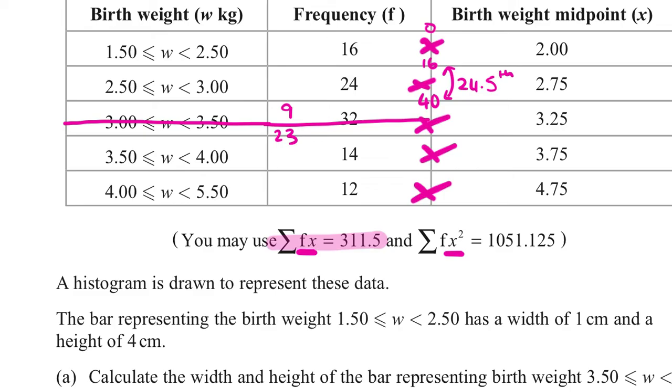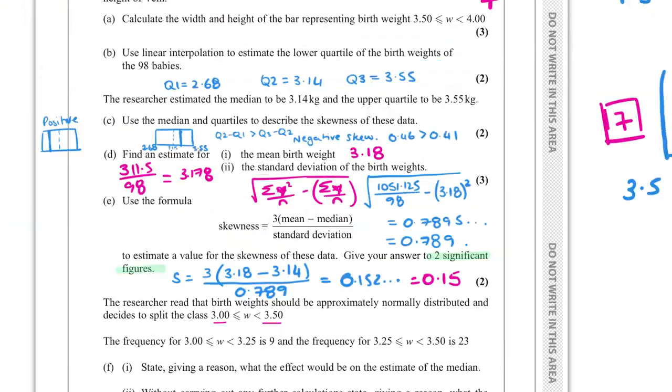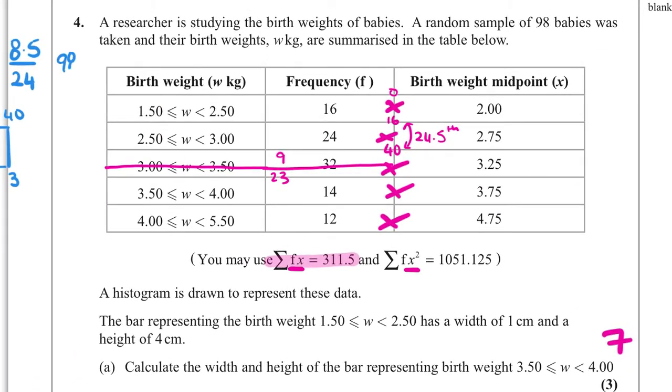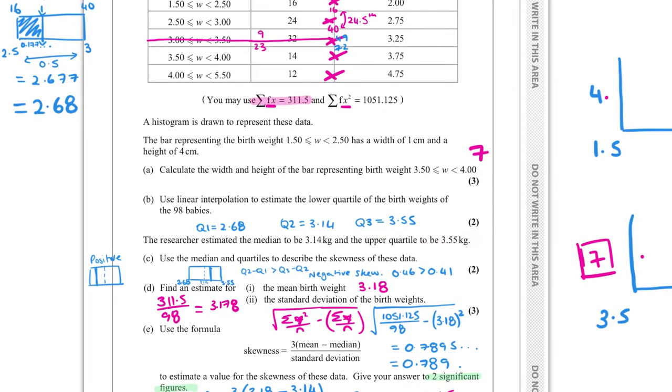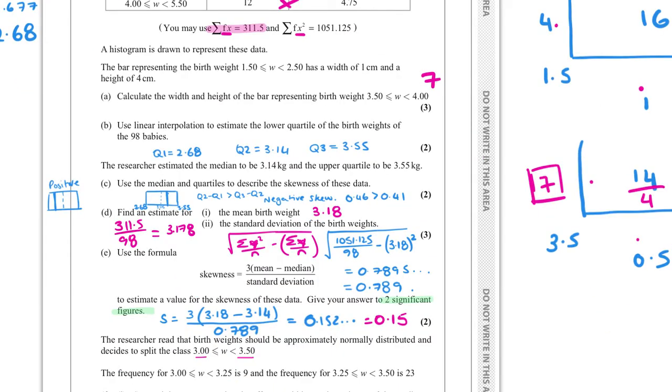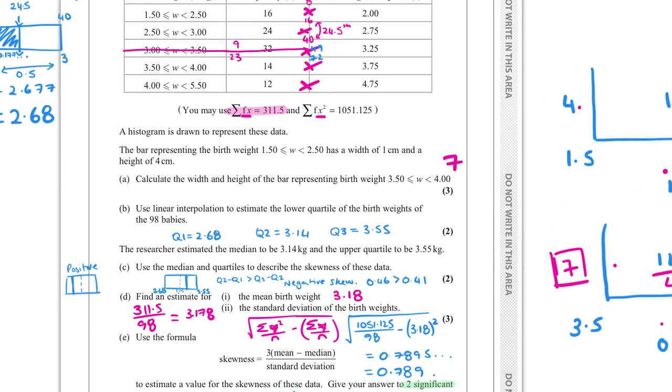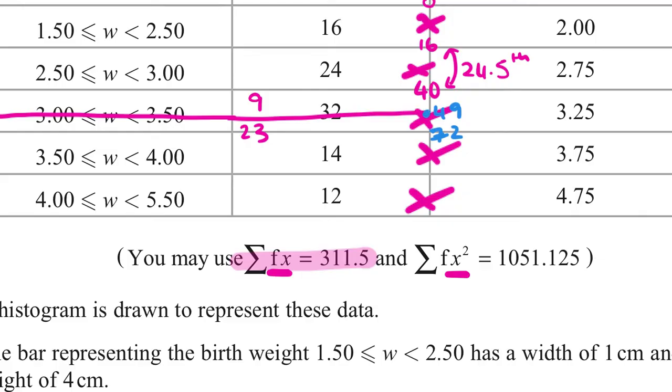What effect would this have on the median? Well, what is the median, first of all? The median is 98 divided by 2, which is the 49th person, isn't it? So this is 40 to 49. If we have 0 to 16, 16 to 40, 40 to 49, 49 to, what's 23? 72. So the median before was 3.14, wasn't it? But actually, we now know that our median, if it's bang on here, is going to be 3.25.